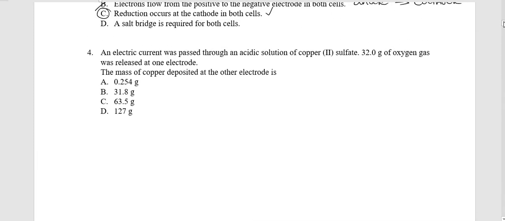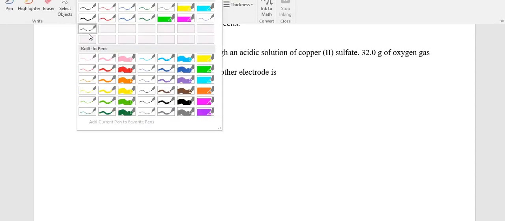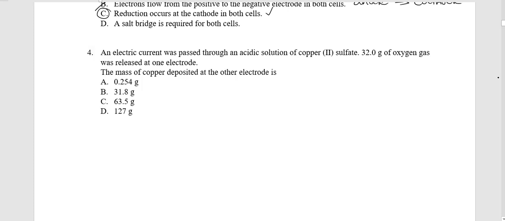All right. Question 4. An electric current was passed through an acidic solution of copper 2 sulfate. So that's your electrolyte. 32 grams of oxygen gas was released at 1 electrode. Now, this is another question that was in the silent quiz, but I still want to keep them in here, mainly because not everyone has done the silent quiz, and also because a lot of people got this wrong the first time, and I really wanted to see whether you have actually looked at the solutions and corrected your mistake, or whether you recognize it when you see it again.